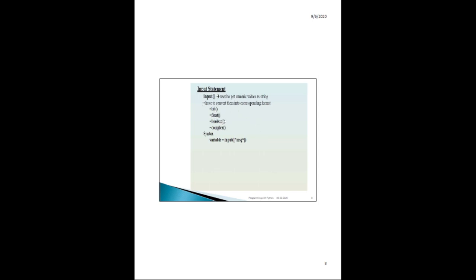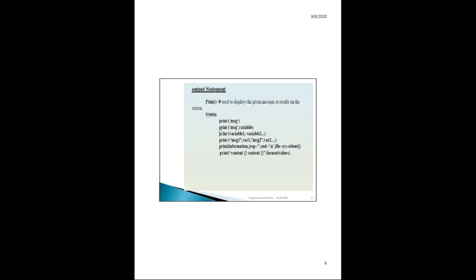Then float to convert into boolean. So whenever I am giving "do you want to continue, true or false", if you want to convert into boolean, then I can use boolean for this one. And then complex: if I get a number and want to convert it into a complex number, I can use complex.